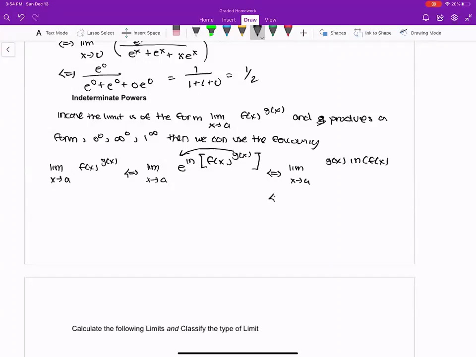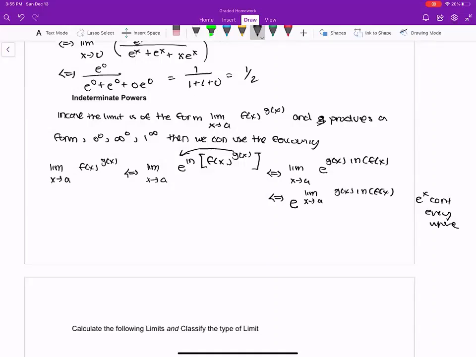Now, since e to the x is continuous everywhere, you can write this as e to the limit as x approaches a of g of x ln of f of x.